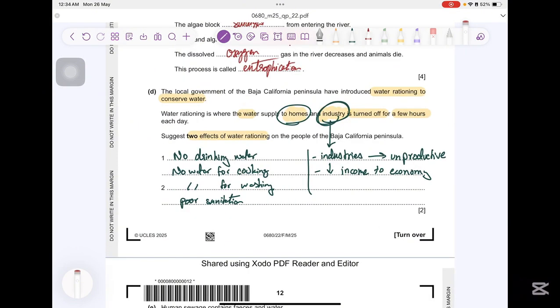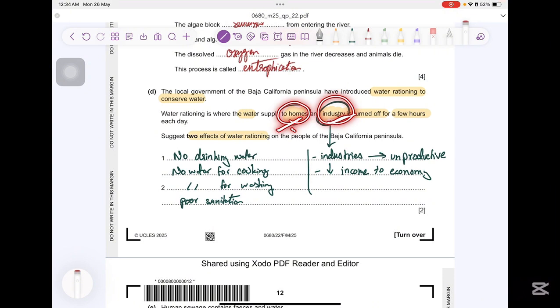The local government of Baja have introduced water rationing. Water rationing is turning off water from homes and industries for a few hours. That's supposed to conserve water. What are the effects of water rationing? Now, they mentioned homes and industries. You can write on both homes, or you can write on both industries, or a mix. Okay, that's your hint at the question.